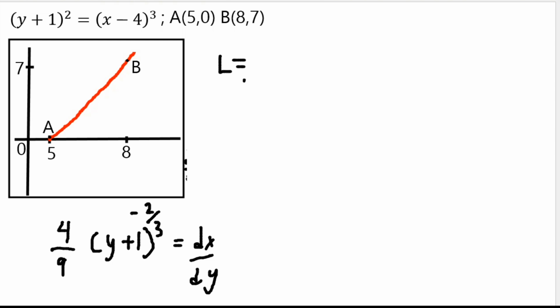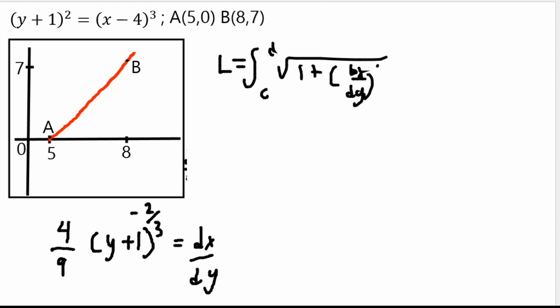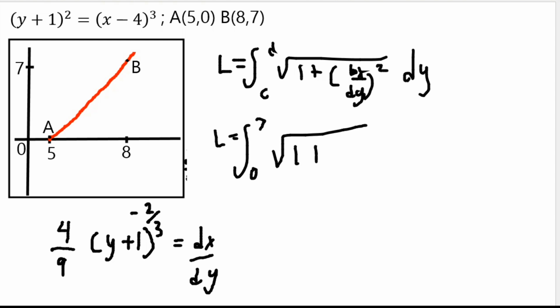Plug it into our formula. So what was our formula? It's just the antiderivative of the square root of 1 plus (dx/dy) raised to the second power, dy, over the interval of c to d. So that is our formula, our equation. Let's just plug it in. We're going to take it from 0 to 7. And then 1 plus our (dx/dy) squared is going to be 4/9 times y plus 1 raised to the negative 2/3. Then we're just going to put dy here.